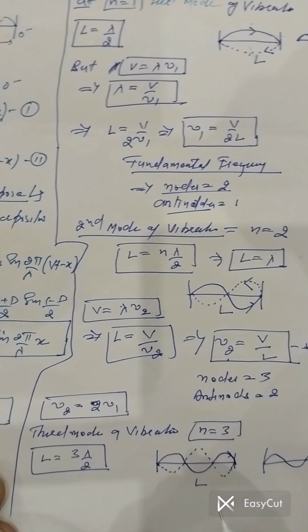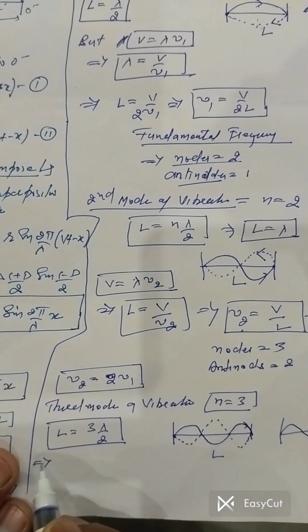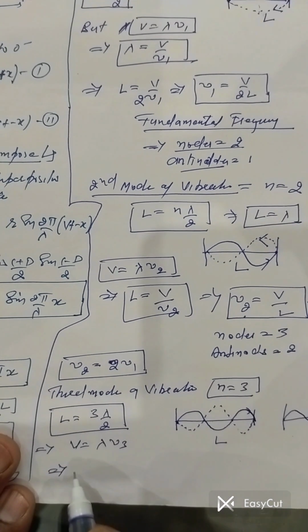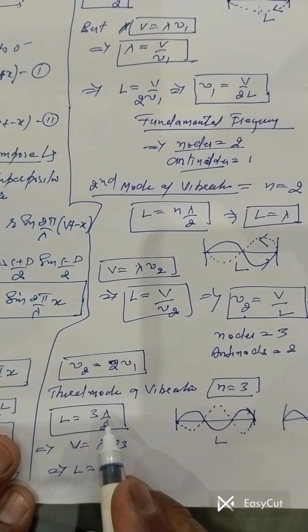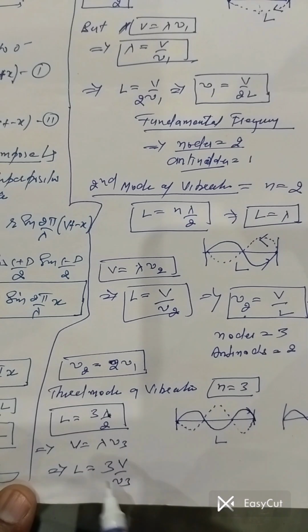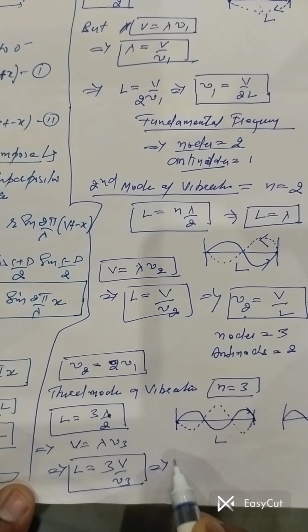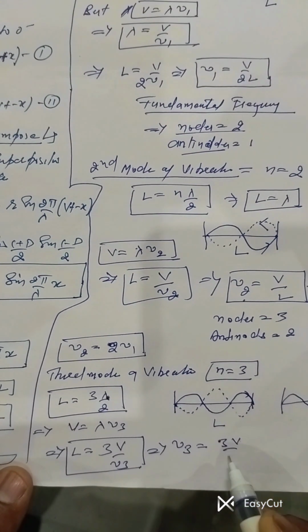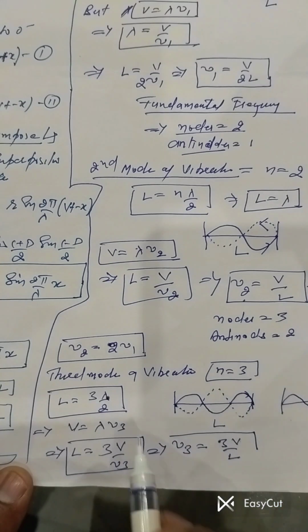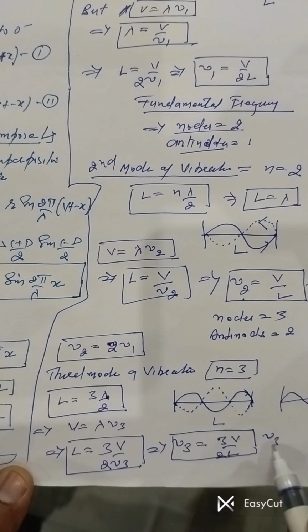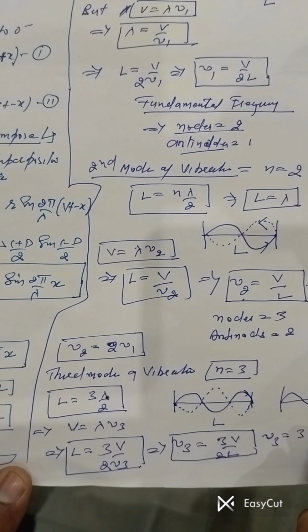So in this way you can find it right here, and this implies that V is equal to lambda into nu 3. So in place of lambda I can write here V upon nu 3. This implies that nu 3 is equal to 3V upon 2L. So it is clear that nu 3 is equal to 3 into nu 1.